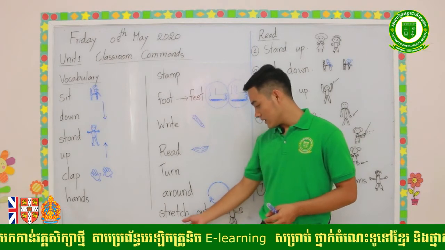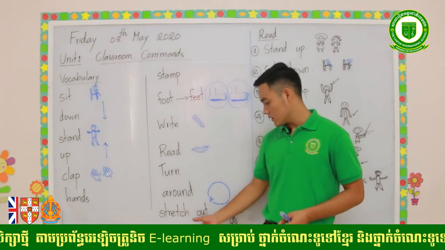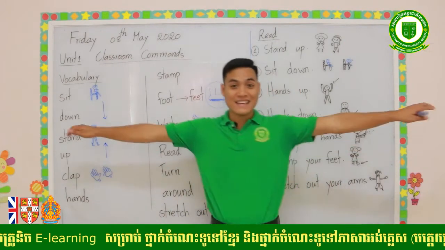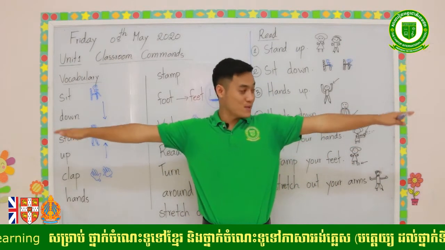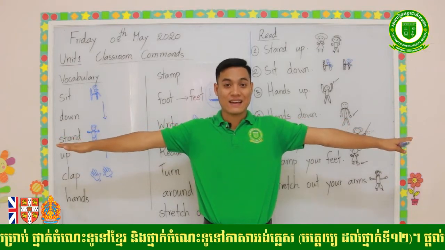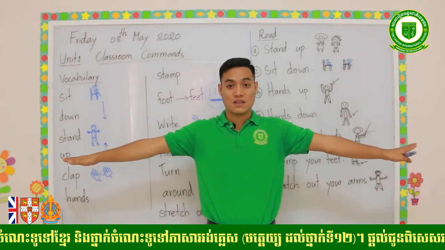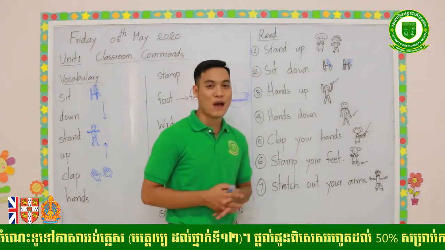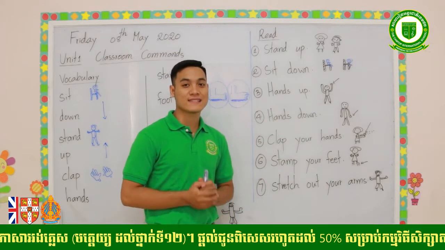Stretch out, like this. Your arms right here like this. Okay, stretch out. So that's it for vocab, and now we go to our classroom commands together.